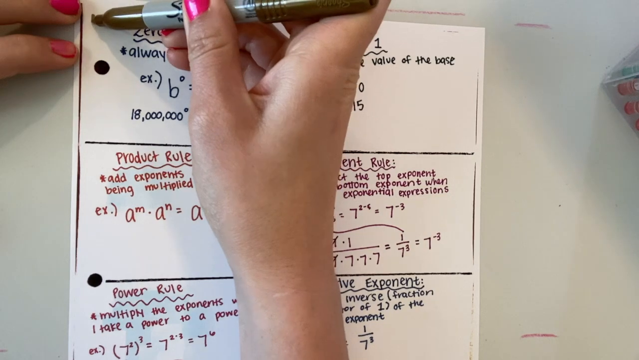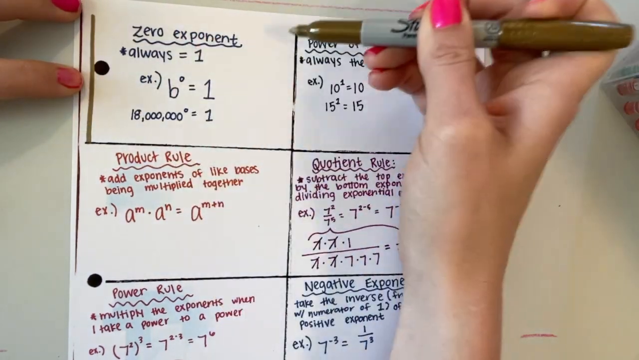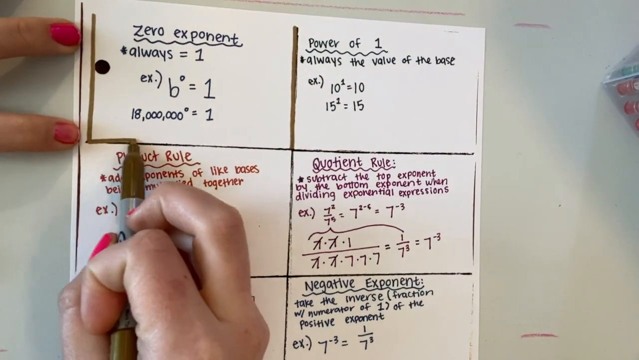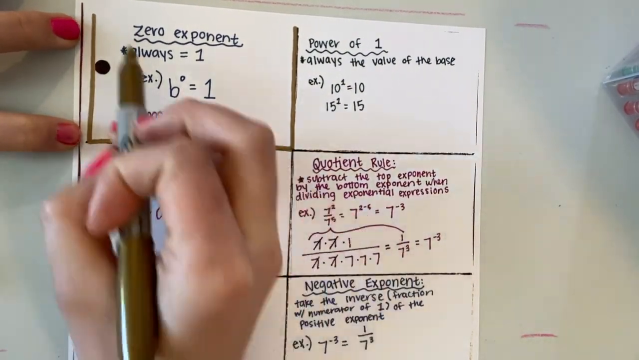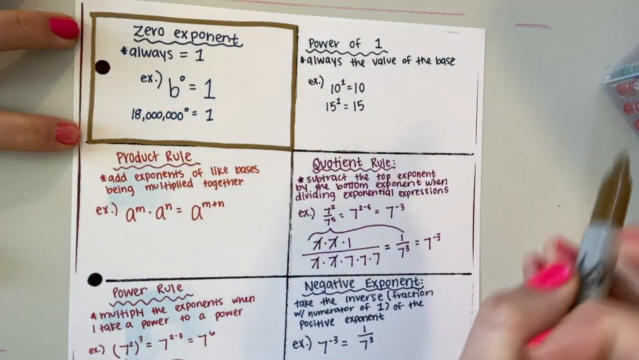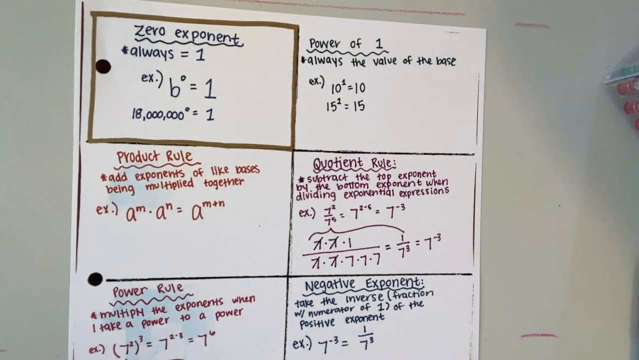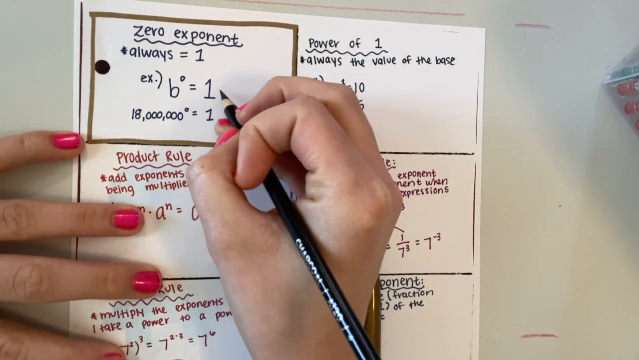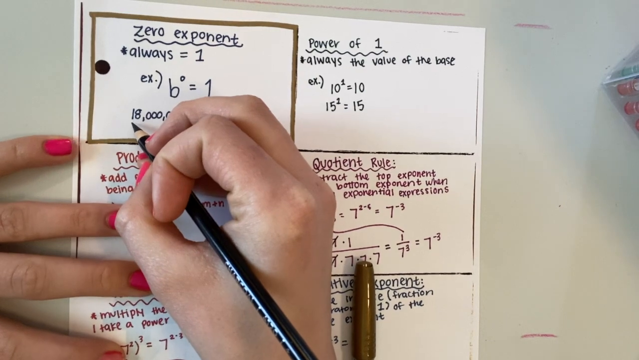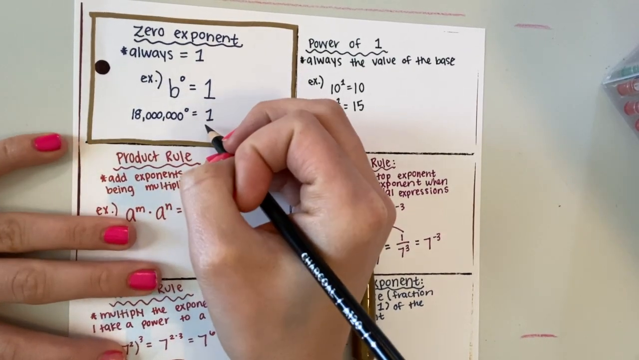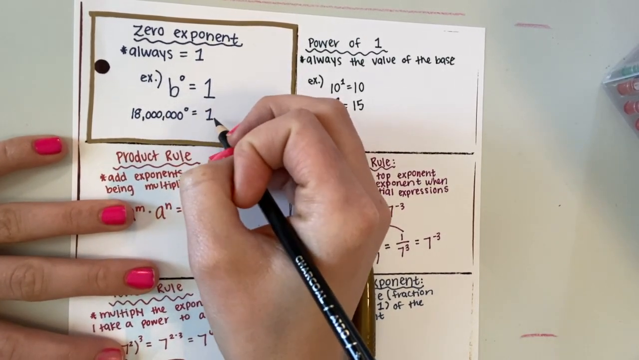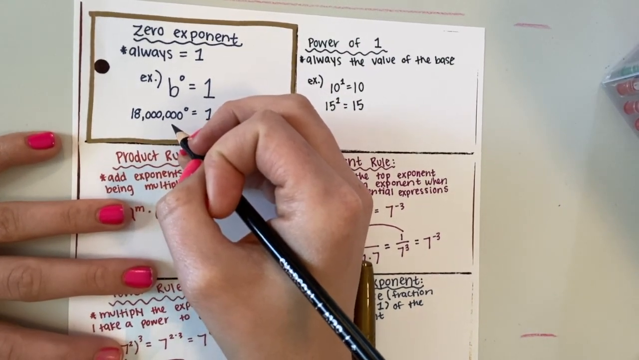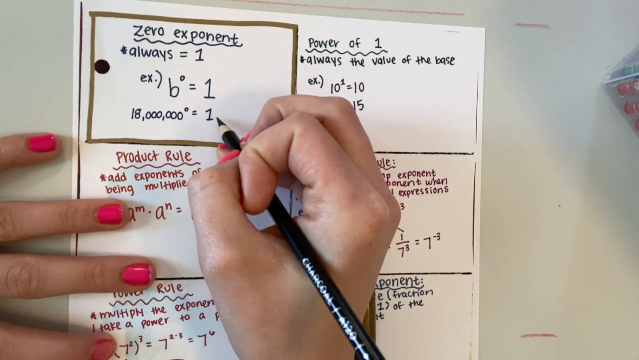These rules are good to be familiar with, but really the only ones that you need to have memorized are the zero exponent. So this just tells me that if I have an exponent of 0, no matter what the base is, your answer is 1. So if it's a letter to the power of 0, the answer is 1. If it's a gigantic, huge number to the power of 0, the answer is 1.